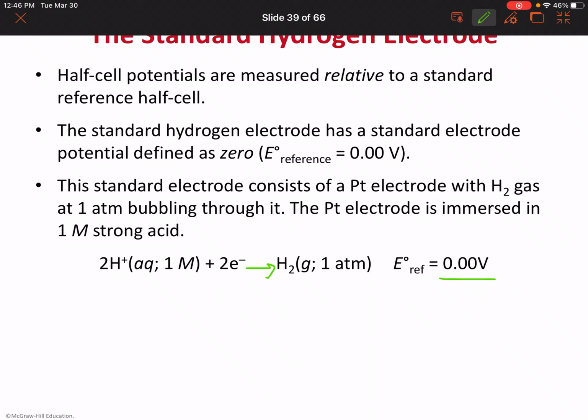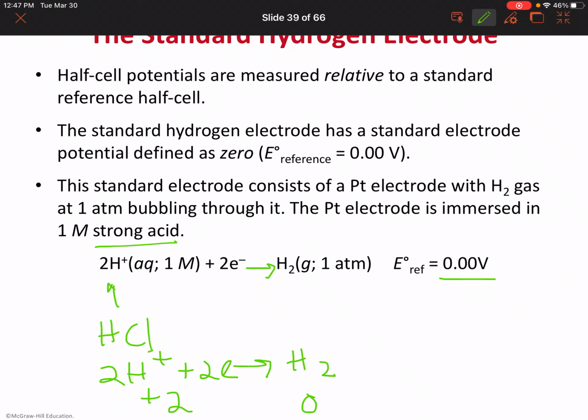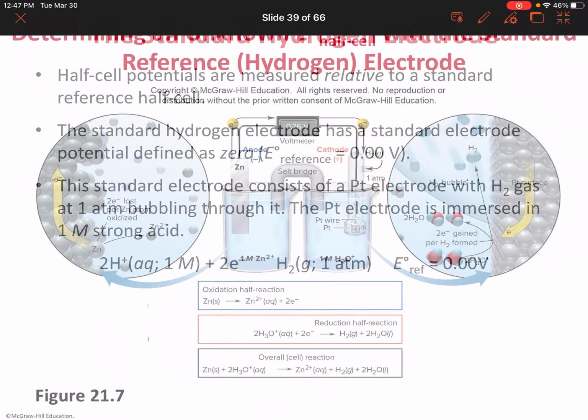Okay. H plus comes as hydrochloric acid. Could be a strong acid or sulfuric acid. HCl has H plus and it becomes hydrogen gas. So this needs to be 2H plus, and it is taking electrons because it goes from plus 2 to 0, which is reduction. So taking 2 electrons, hydrogen. So that's how you get this equation for the reduction.